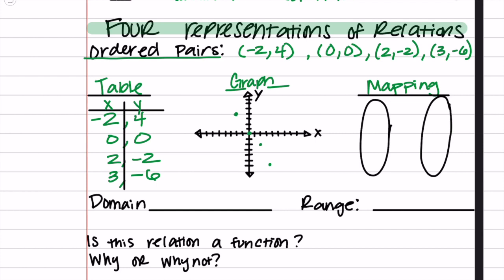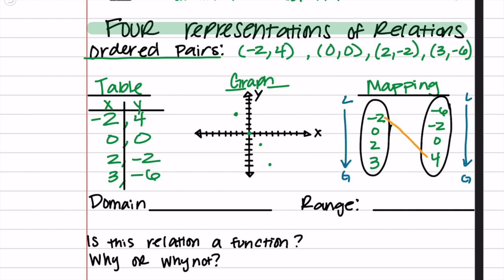Then you've got mapping. Now the deal with mapping is it's least to greatest on your domain, your X side right here, but it's the same on your range side, which is on your right hand side, your Y values. So we're going to write -2, 0, 2, 3. That was already in order. But now I'm going to write -6, -2, 0, 4. So it's in least to greatest order.